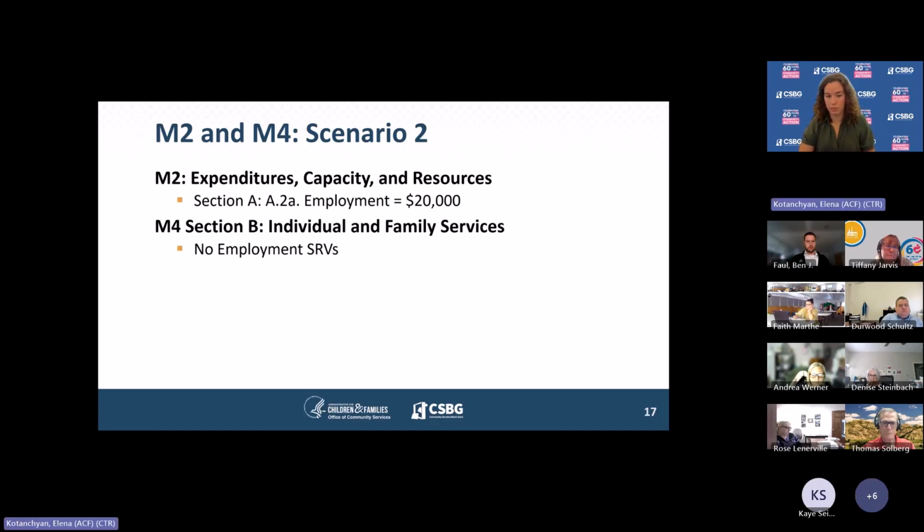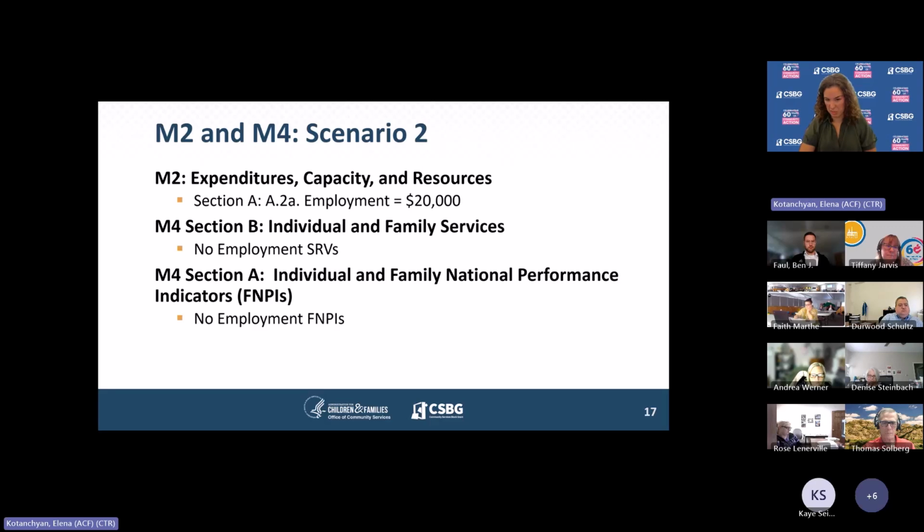But no employment services and no employment FNPIs. So that is a very similar scenario, right? Before we had the Head Start, obviously Head Start money comes from a different agency. But in this case, the agency is reporting that they've allocated $20,000 of CSBG money to employment, but there are now absolutely no employment services and no employment FNPIs, right? So in this case, that raises a question, right? You've said that you've spent money, but you're not accounting for services and FNPIs, right?